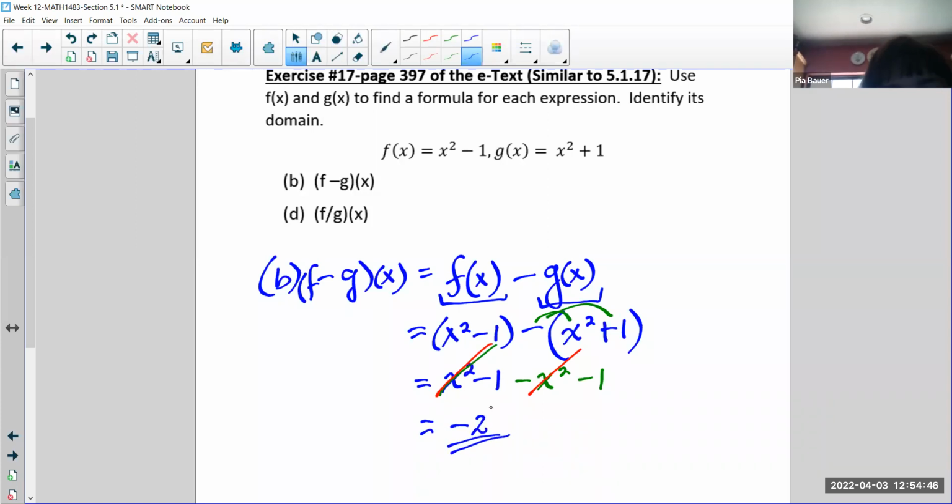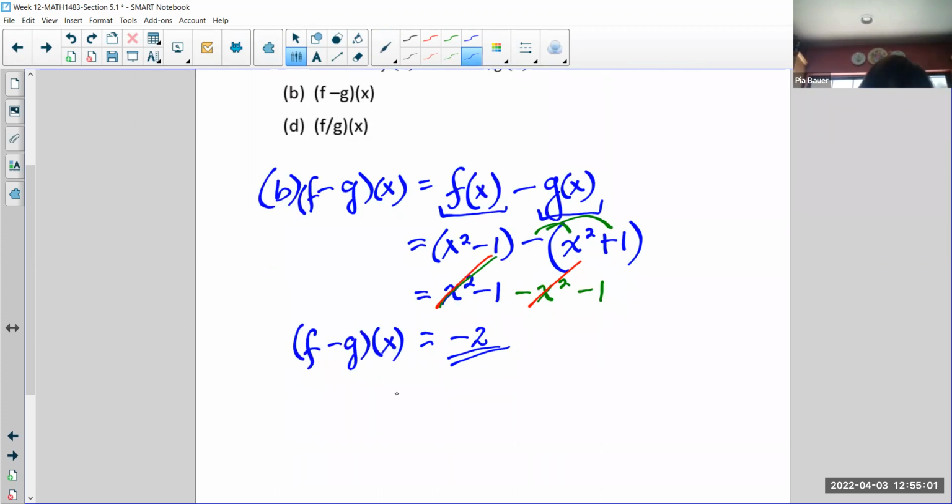So it happens to be numerical, but we didn't have a number for x. With that formula, f minus g of x ends up being just a negative 2.